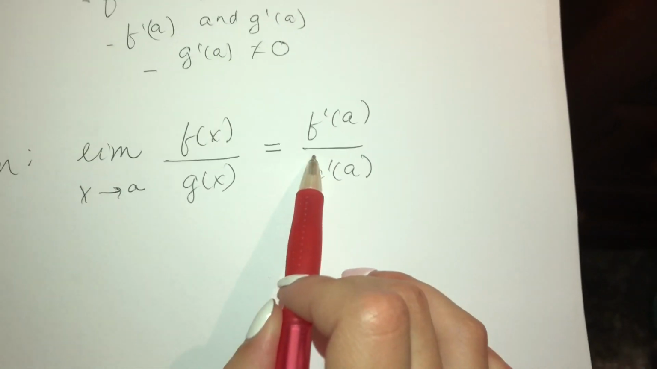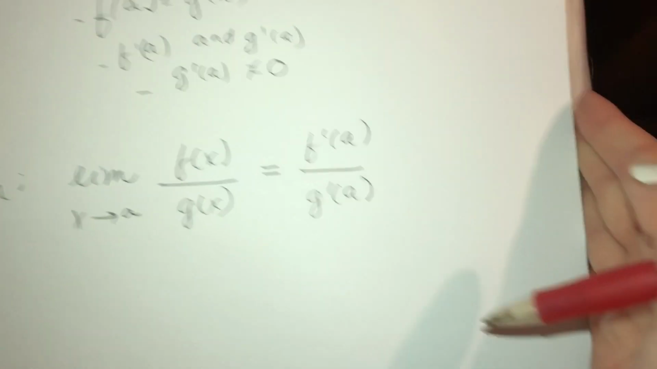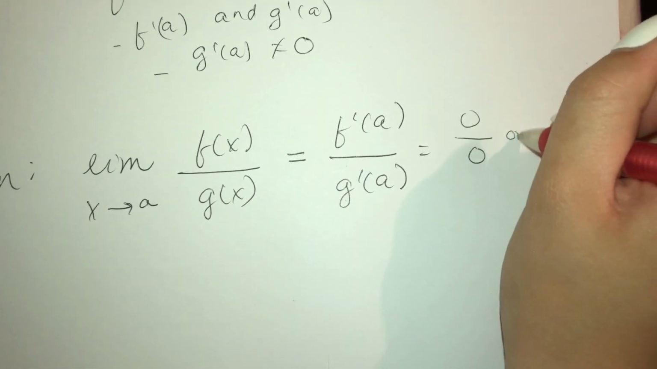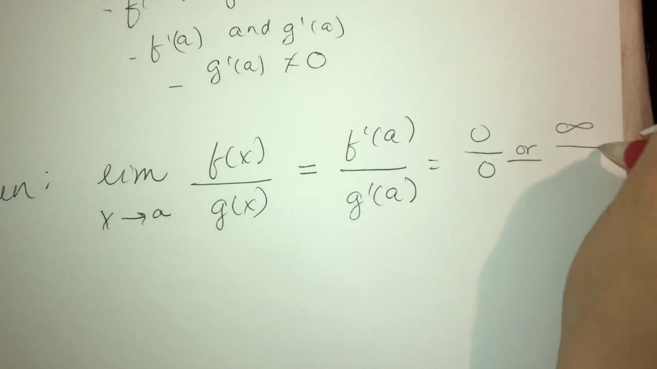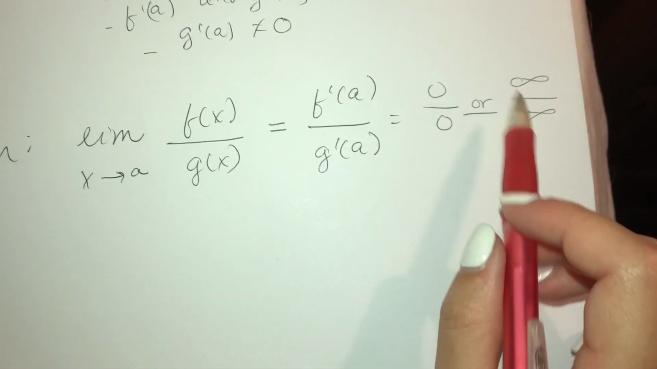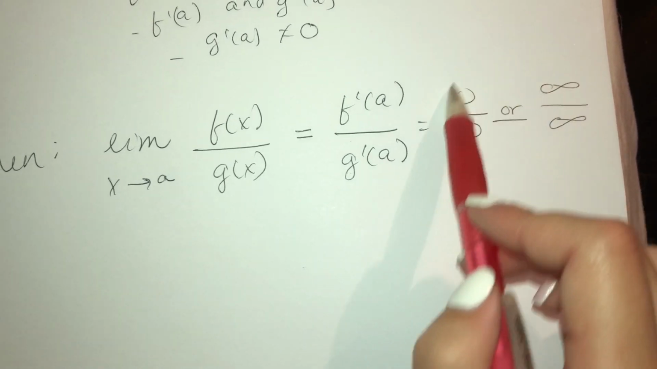You use L'Hopital's rule as long as you get the form 0 over 0 or infinity over infinity. So you stop differentiating as soon as you don't get these and you get something else.